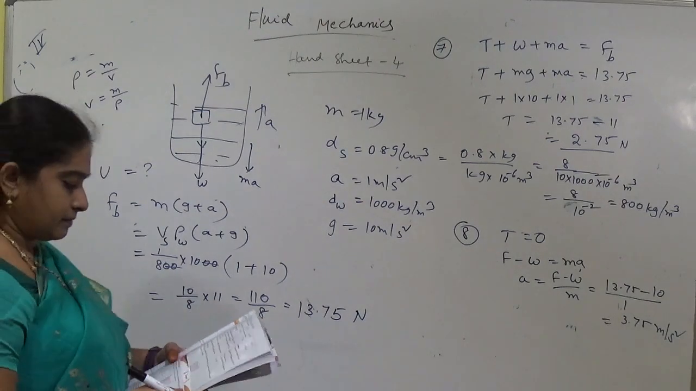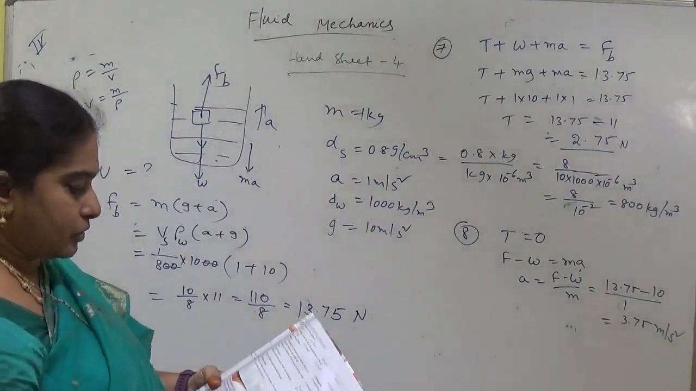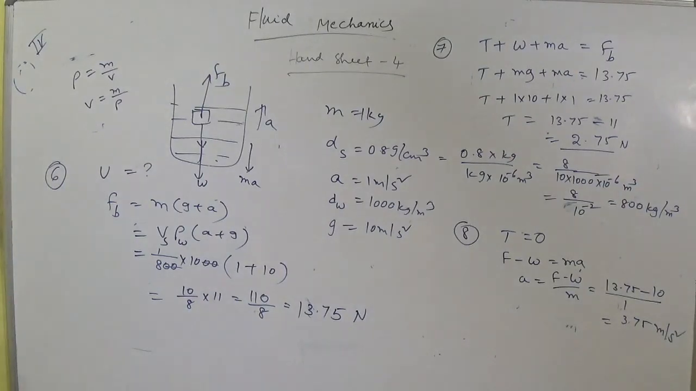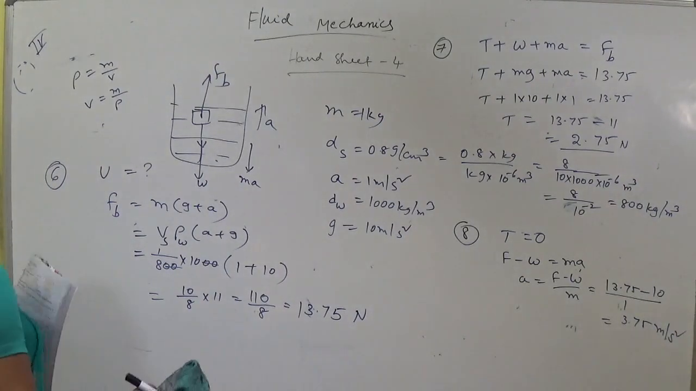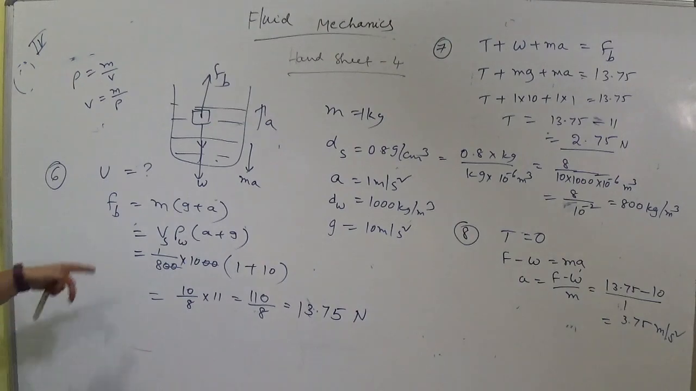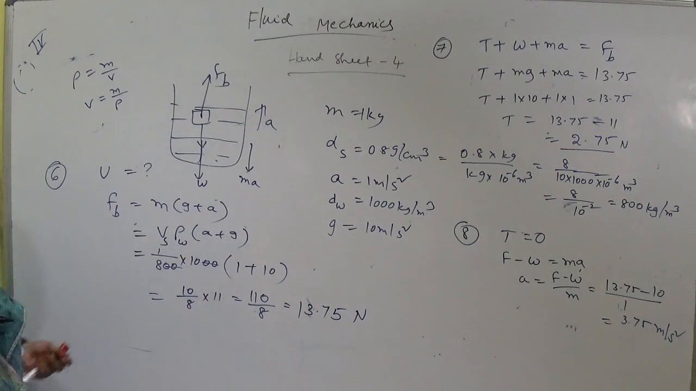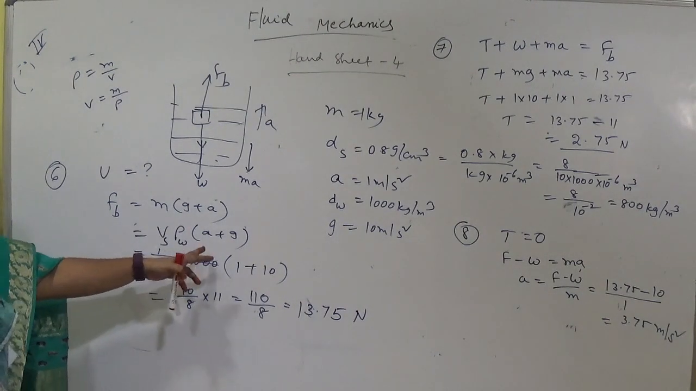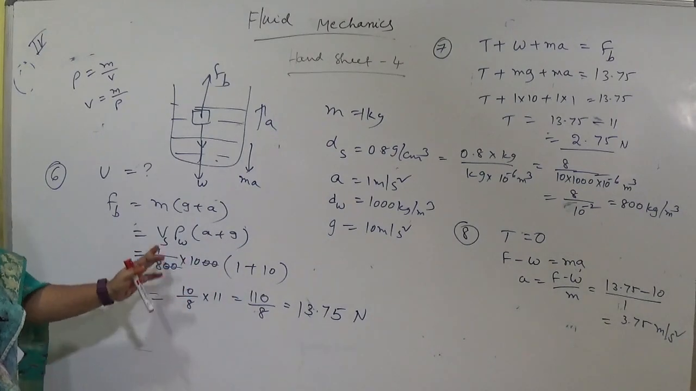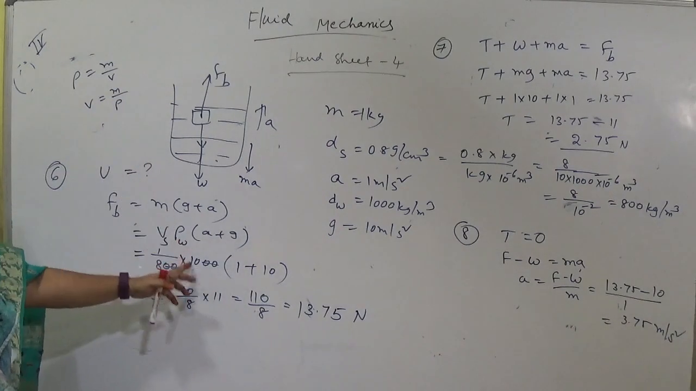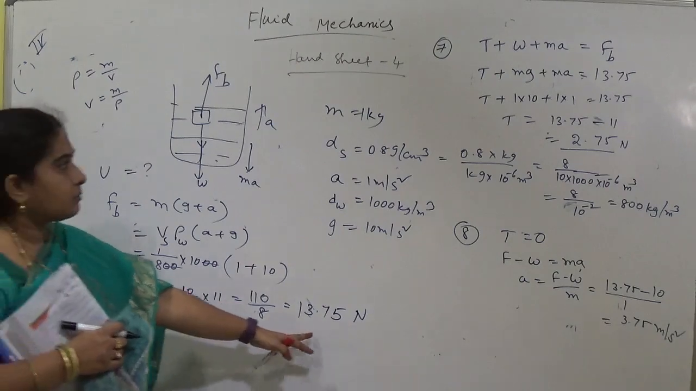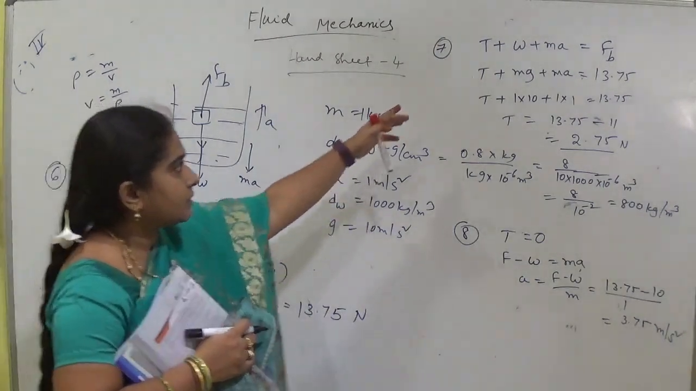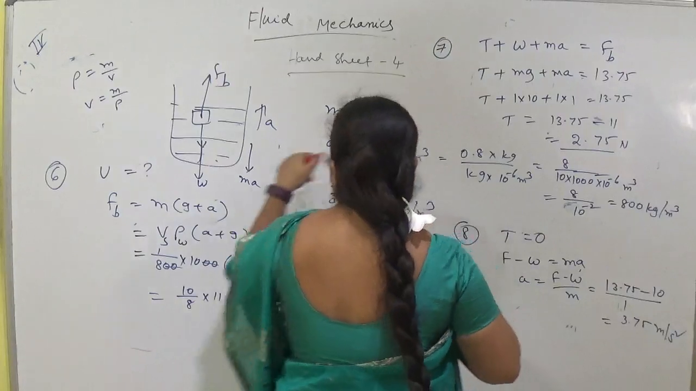Next, another one, 11th question. Fb is equal to m into g plus a. Mass is equal to Vs into rho W into a plus g. V is equal to m by rho. Substitute, we get 13.75. Next, 7th one, tension T.